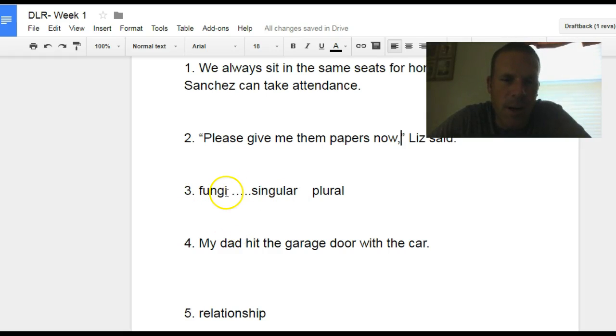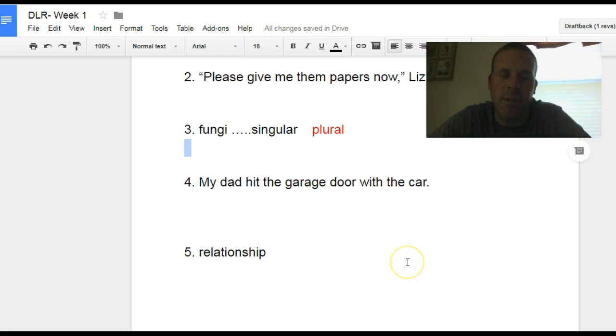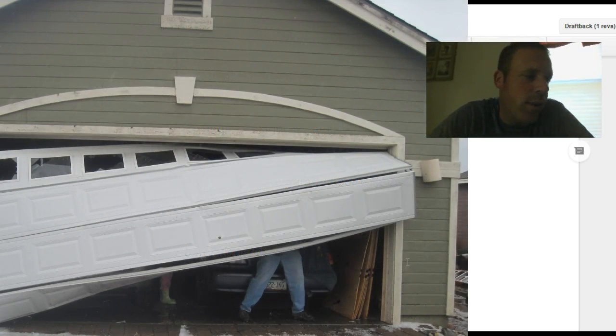Number 3, we have fungi, and they want to know, is it singular or plural? Well, fungi is plural. So your answer here is going to be plural because fungi is the plural of fungus. If you have fungus, then fungi would be more than one, and that's a plural. Number 4 is going to be our focus for the day. It asks for the direct object. My dad hit the garage door with the car.